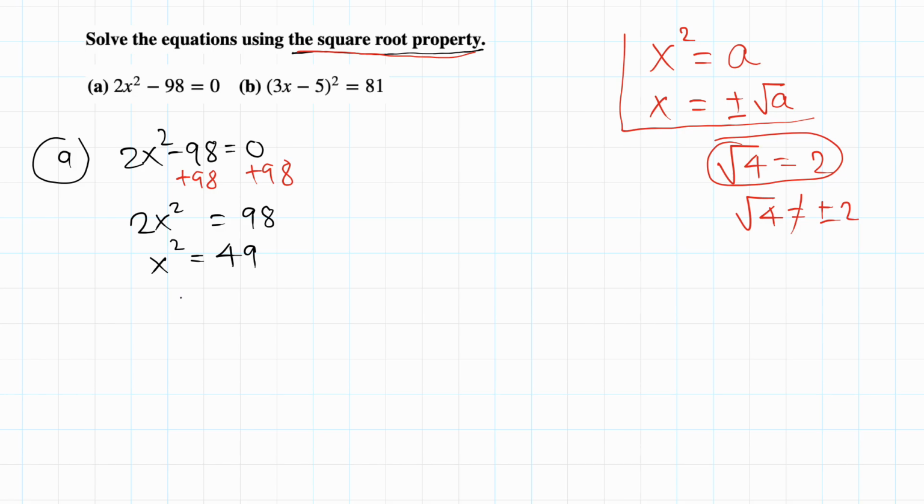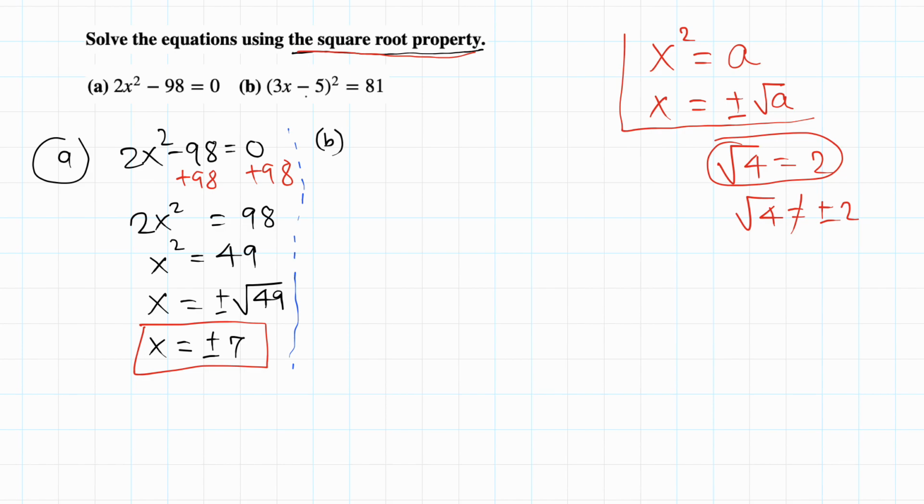Now we use the square root property. That means x equals plus or minus the square root of 49. So x equals plus or minus 7. Okay, that's the answer. So we got two answers, x equals 7 and minus 7. So let's do the same thing for part B.